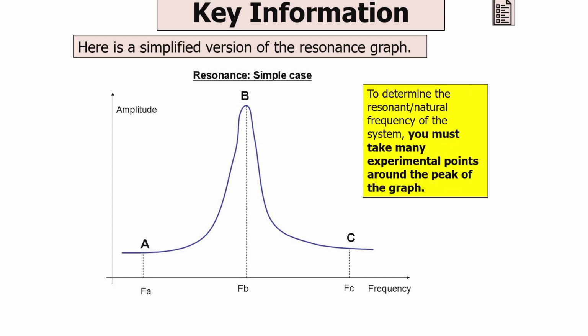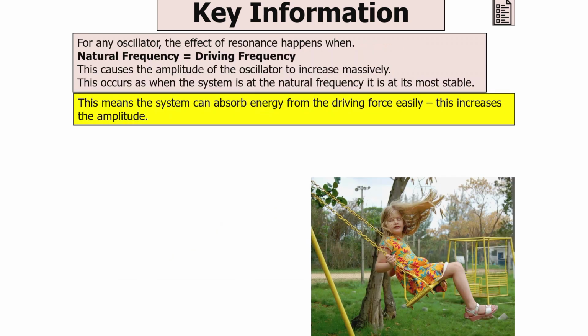Now, to determine the resonant or natural frequency of the system, you must take many experimental points around the peak of the graph. Now, this could also be described as decreasing the interval around the peak values of the graph to determine our resonant frequency accurately. So for any oscillator, as we mentioned before, the effect of resonance happens when the natural frequency equals the driving frequency. Now this means the system can absorb energy from the driving force easily, and this increases the amplitude.